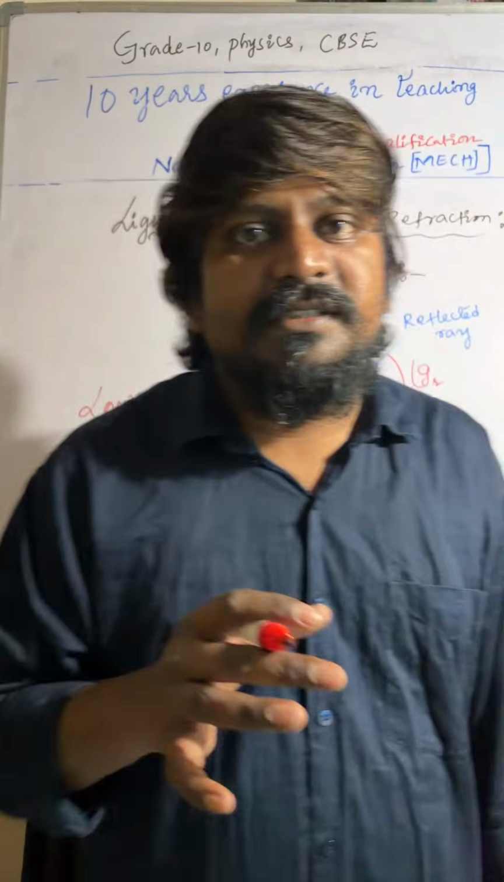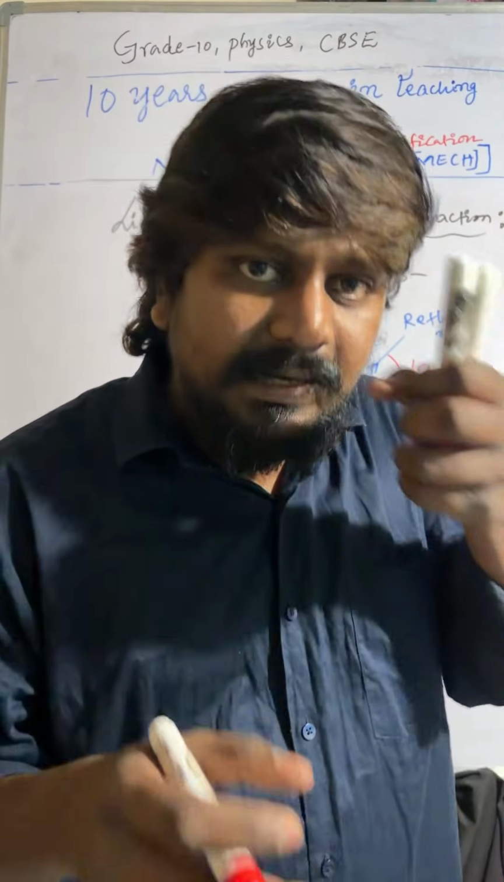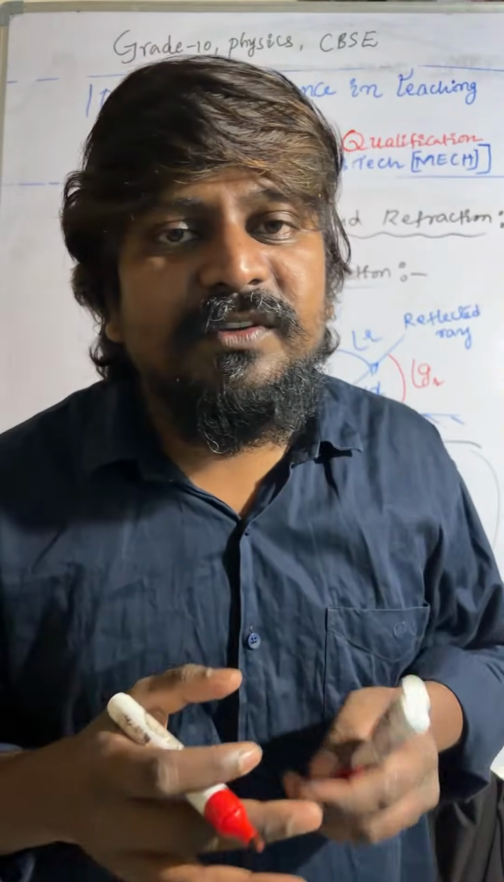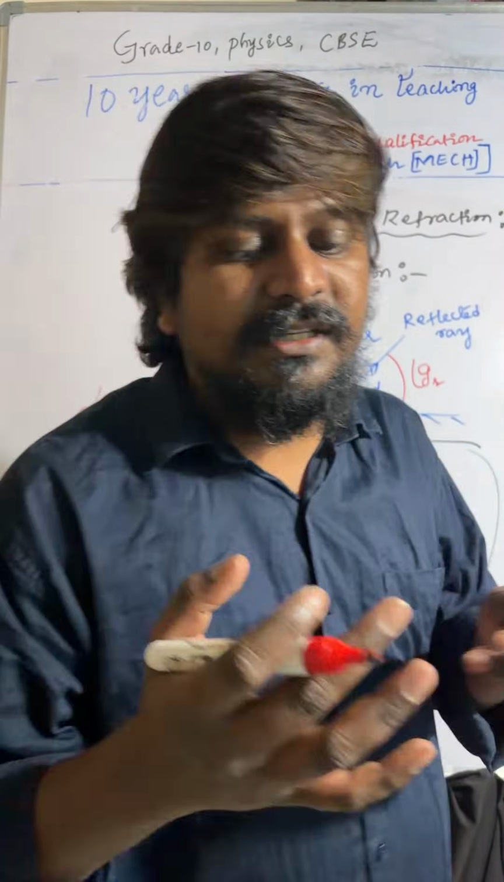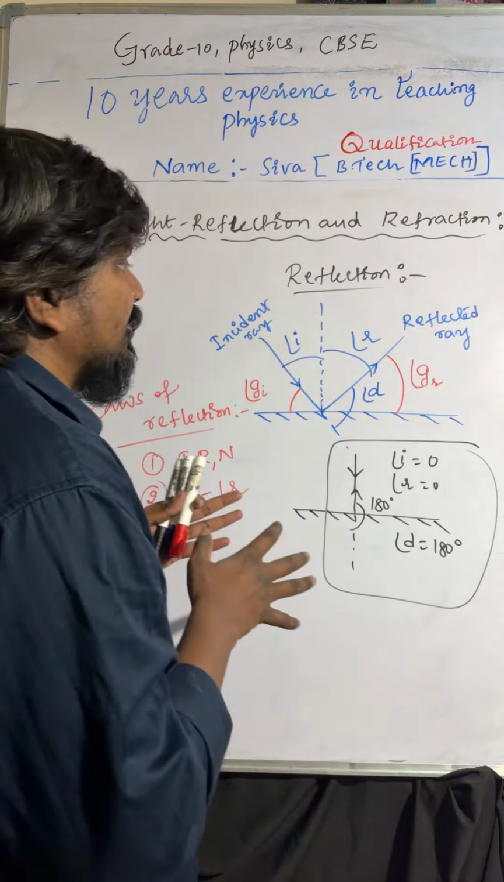Okay, angle of incidence. Now coming to the laws of reflection: the incident ray, reflected ray, and normal line lie on the same plane. Angle of incidence is equal to angle of reflection. These are the laws of reflection.